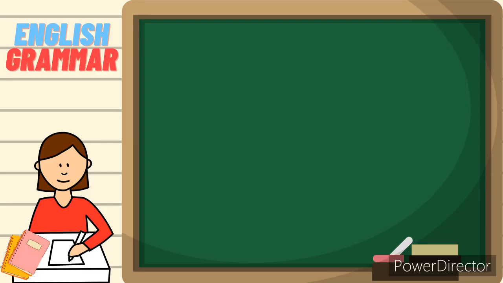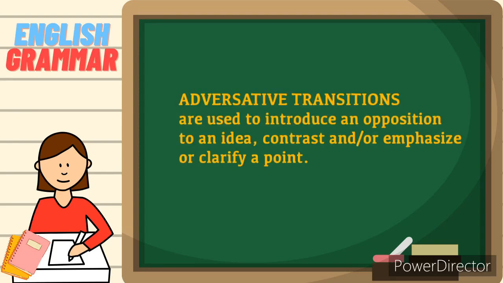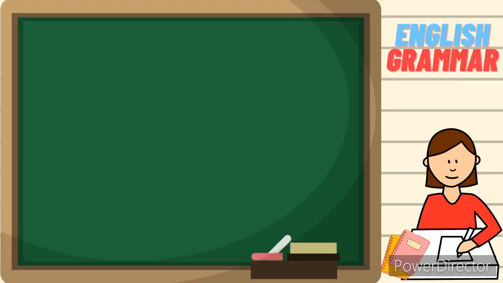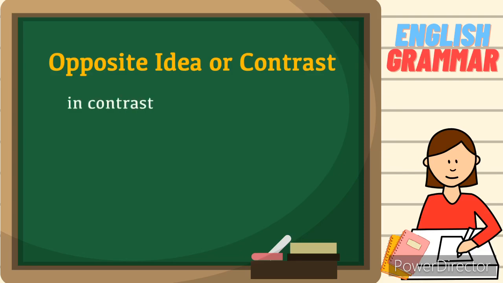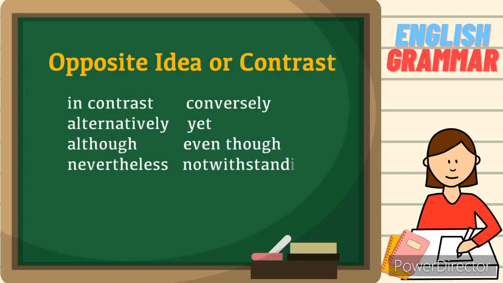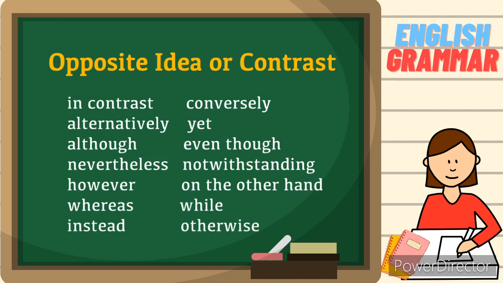Now let's move to the next classification of transition signal. It is adversative. When we say adversative transitions, these are used to introduce an opposition to an idea, contrast, or emphasize or clarify a point. Some of the transition signals that fall under adversative transitions that introduce opposite idea or contrast are in contrast, conversely, alternatively, yet, although, even though, nevertheless, notwithstanding, however, on the other hand, whereas, while, instead, and otherwise.